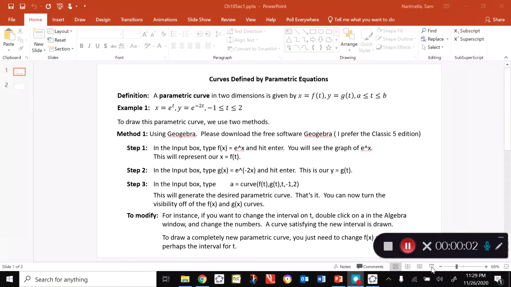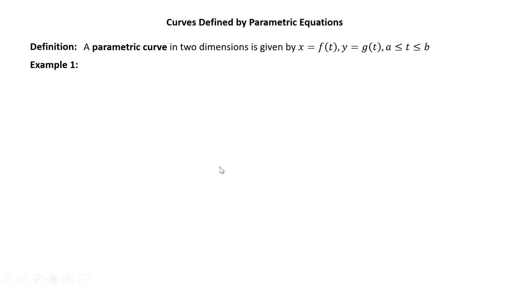Alrighty, howdy folks. So we will look at section 10.1. So move on to chapter 10, which is parametric equations. Let me start with the definition. A parametric curve in two dimensions is given by x equals f of t, y equals g of t, a less than or equal to t less than or equal to b.